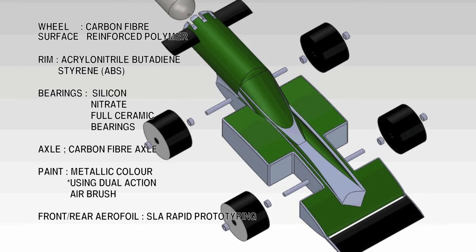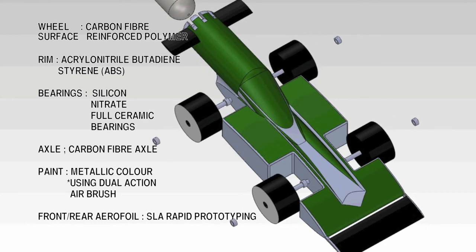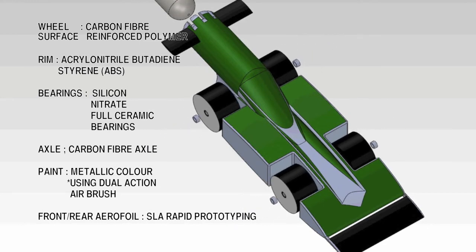The axle that we will use is carbon fiber axle. The car body will be painted with metallic color using a dual action airbrush. The front aerofoil and rear aerofoil will be made using RCA raw prototyping since it can create the shape that we want with ease.